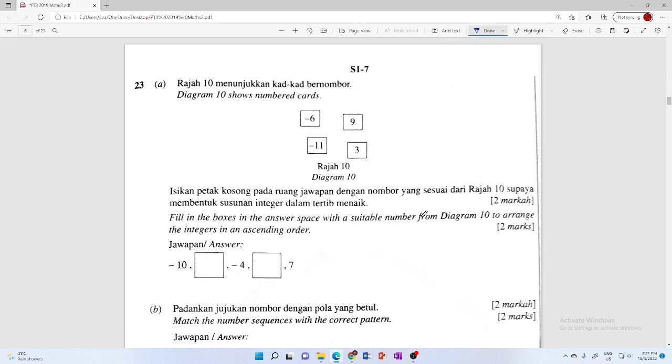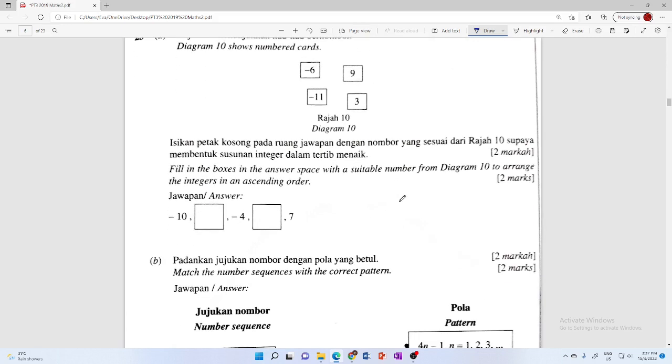Question 23. Okay, need to arrange in ascending order from smallest to the biggest. So the number should increase in this way. Number increase. So in between -10 and -4, that should be -6. And the number increase. So the number here will be smaller than this. It is 3.